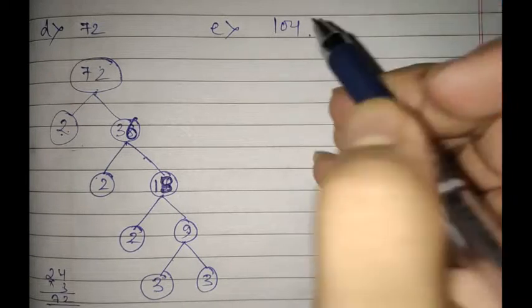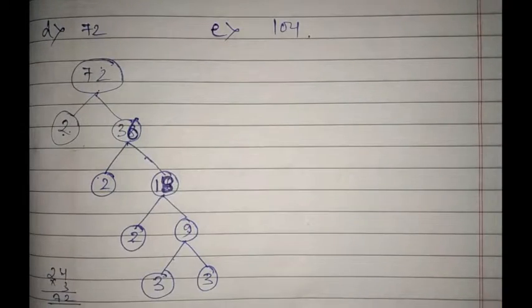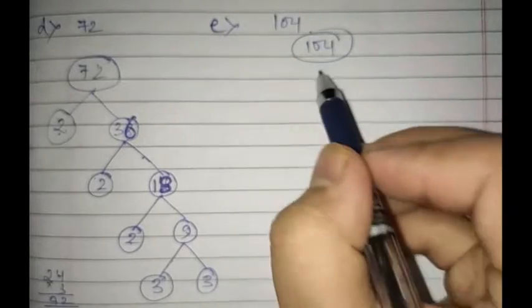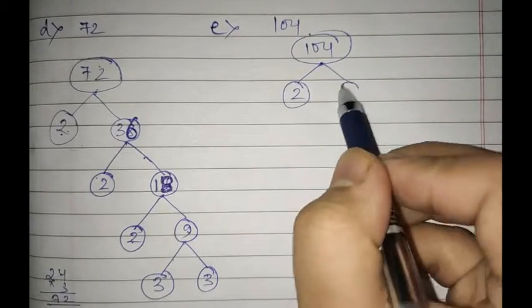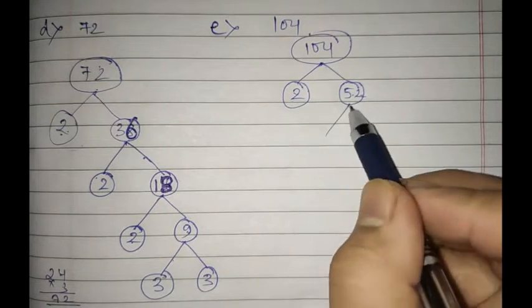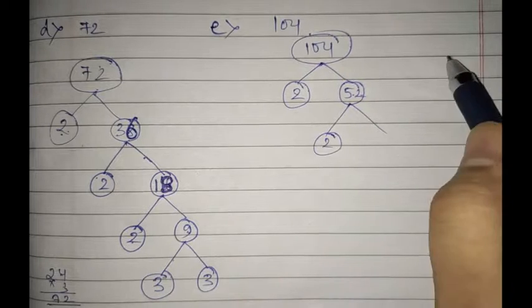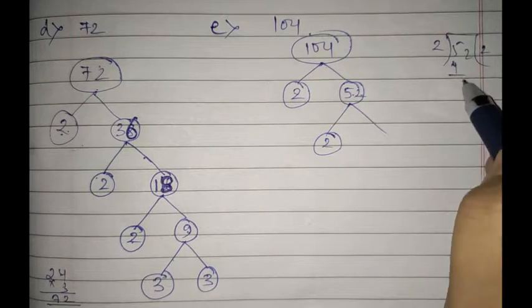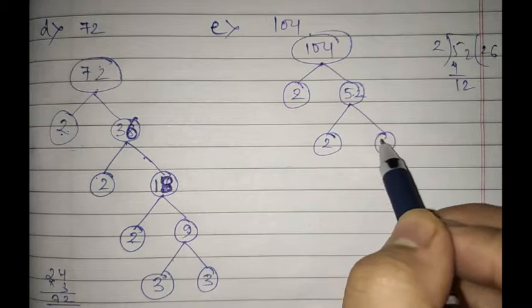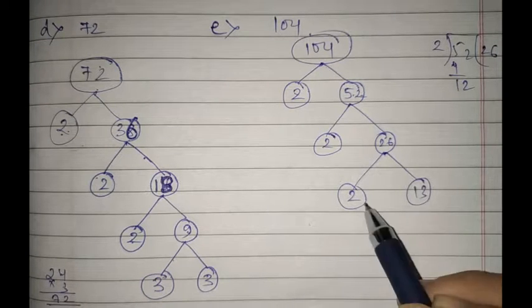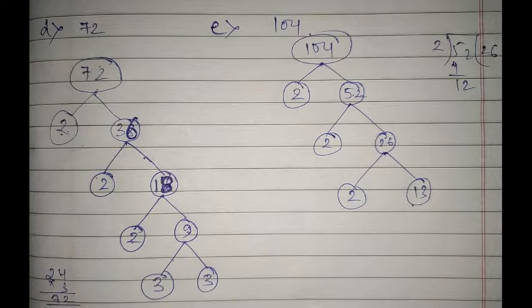Alright, proceeding to question E, we have 104. So just find out in a similar way. 2 into 52 is 104. Now divide this 52 by 2. Again, check whether this is divisible by 2 or not. Yes, 2 into 26. So another 2 into 13. 2 times 13 is 26. So 13 is a prime number. 13 cannot be broken down, right?